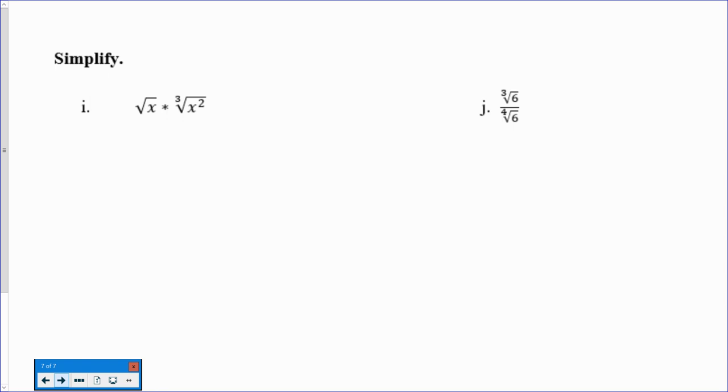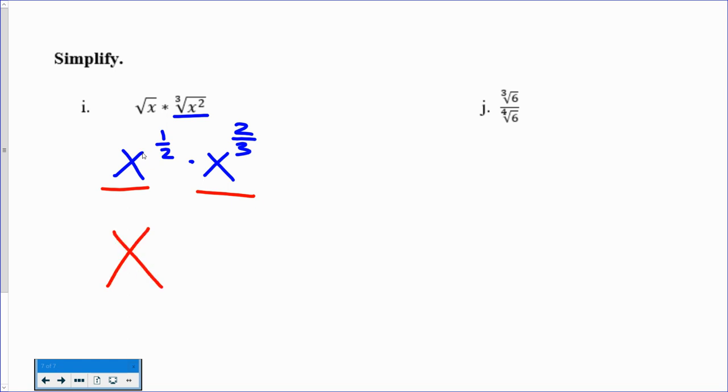The only way I can simplify this is if I change it to its exponential form, or with rational exponents. So that's another reason why we need to be familiar with these to simplify something further. So x would be the 1/2 power times the next one here would be the 2/3 power. Once I change it to this form, now I've got common bases and I'm multiplying, so I must add those exponents together. So I'm taking x to the power of 1/2 plus 2/3.